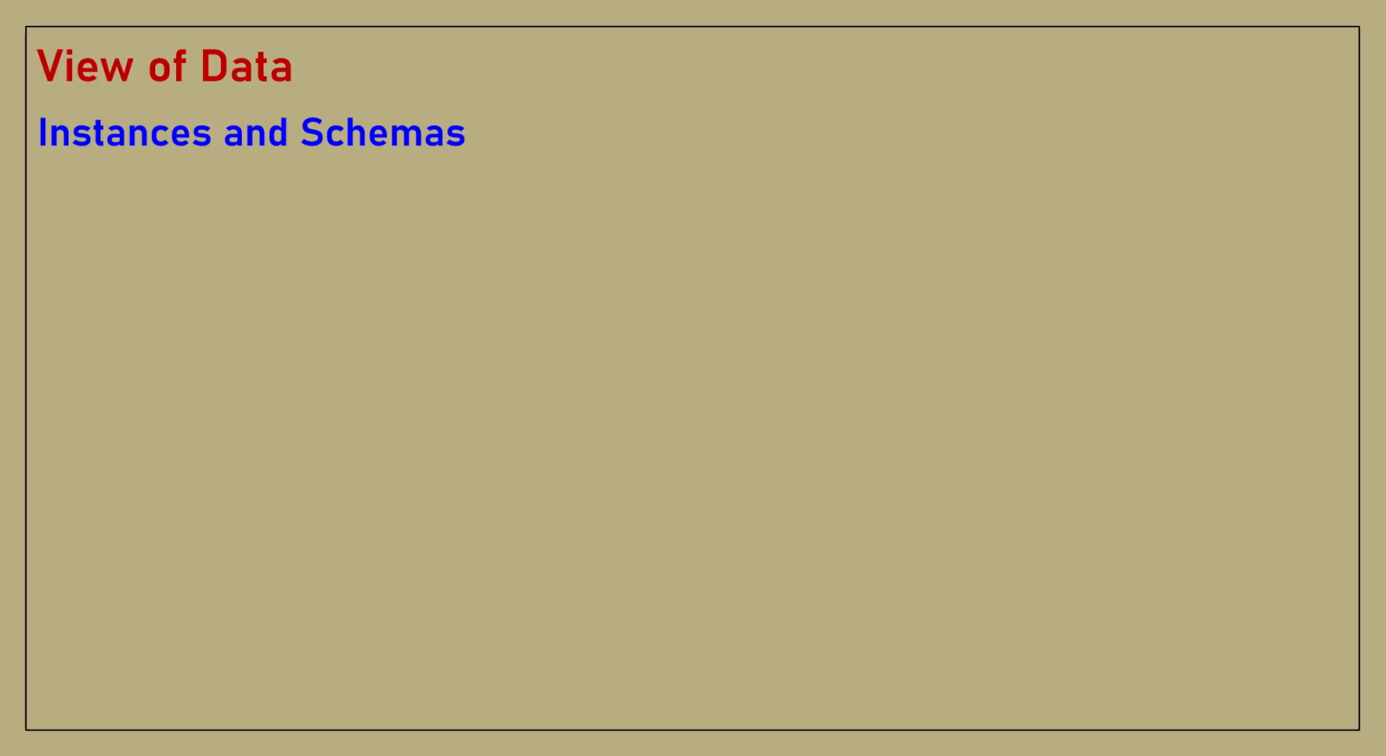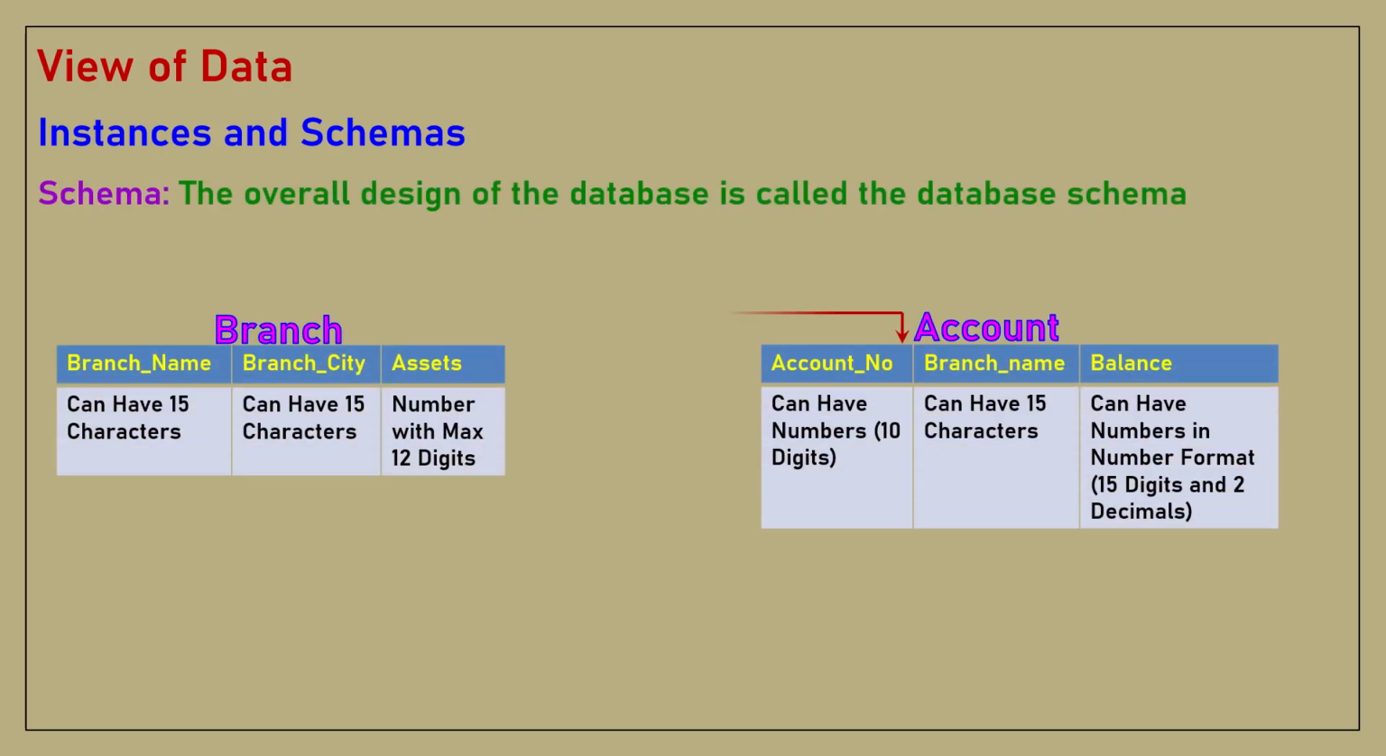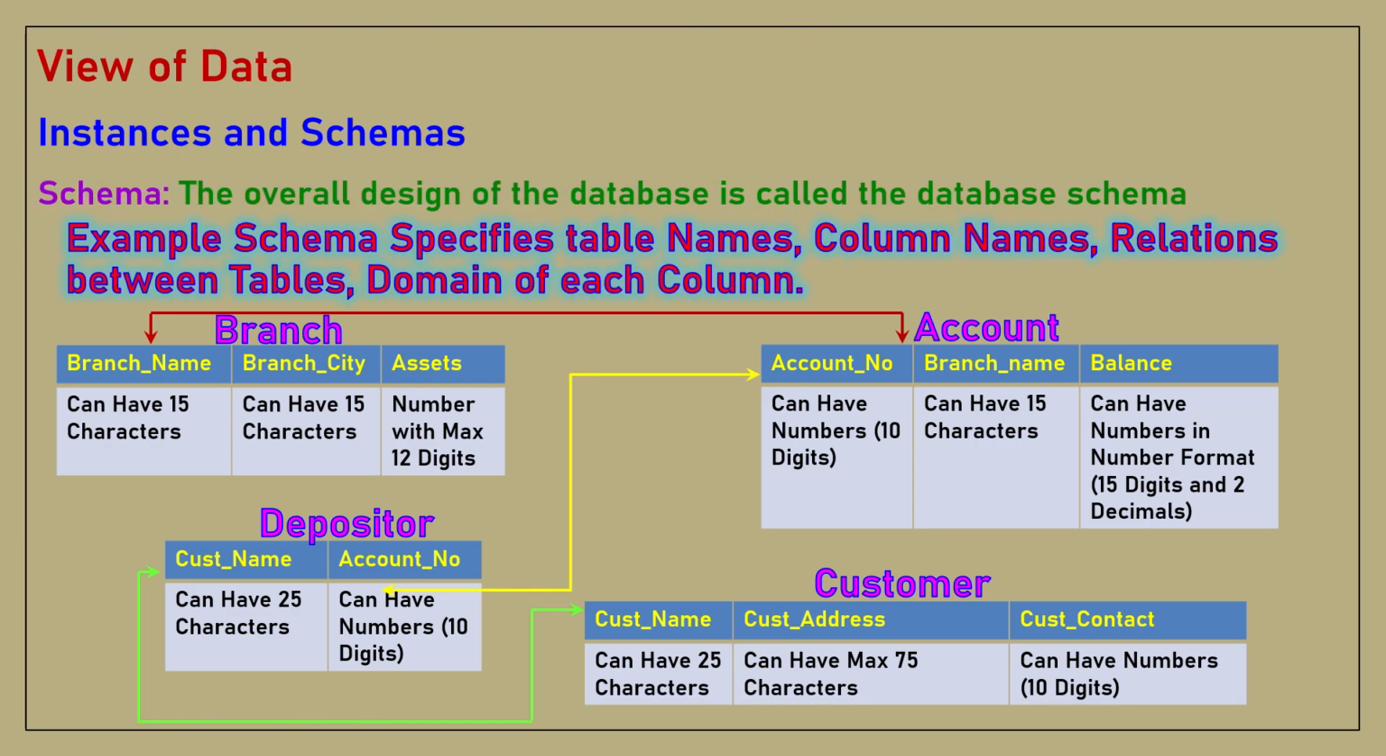Instances and schemas. Schema. The overall design of the database is called the database schema. Below example schema specifies table names, relations between tables, column names, domain of each column. Database schema may contain more details than the one given in the example, however the example gives an idea.